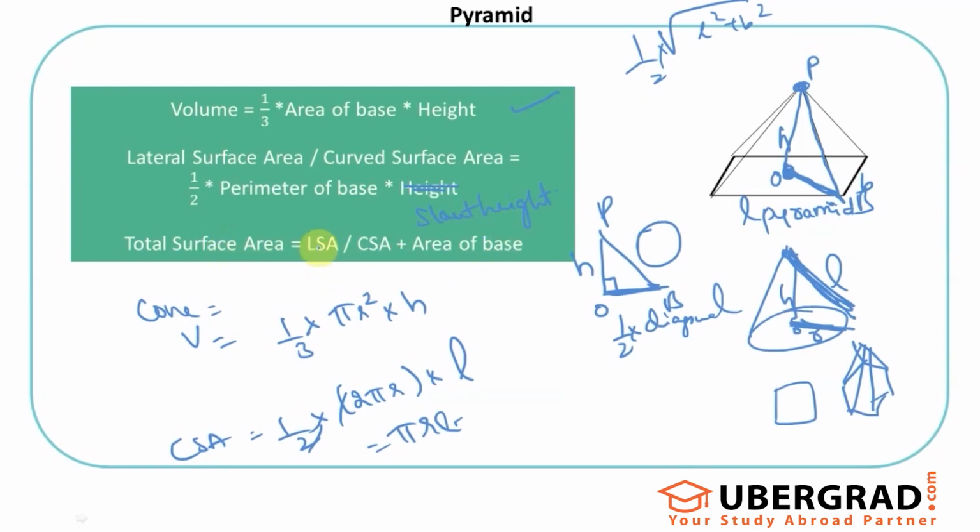The total surface area stays the same: the lateral or curved surface area plus the area of the base. This is a circular base, so I need to add pi r square. If it's this one, I will add L into B. Plus pi r L, which is what we figured out as the curved surface area. So pi r L plus pi r square.